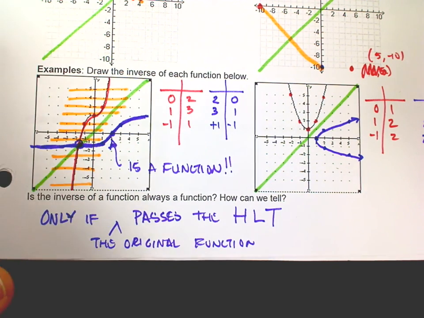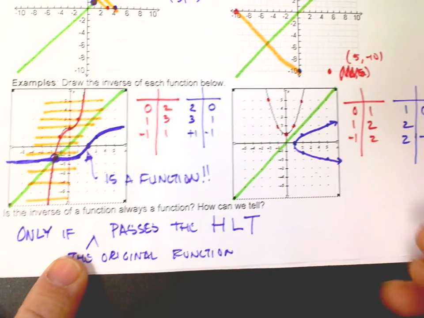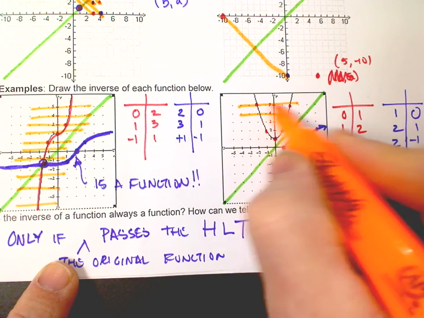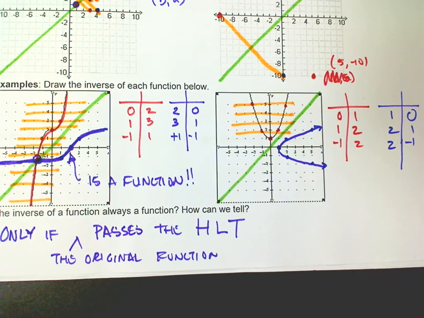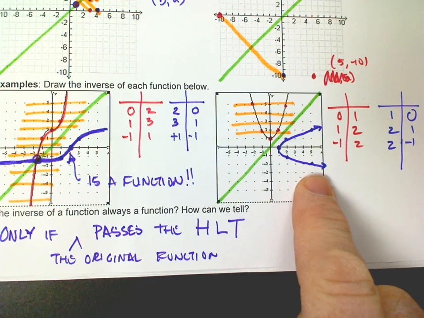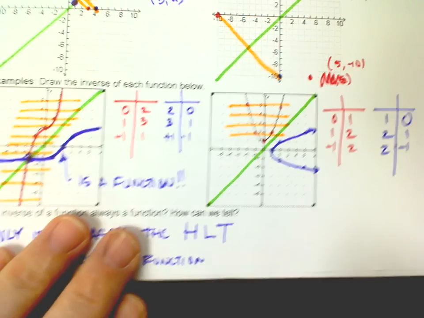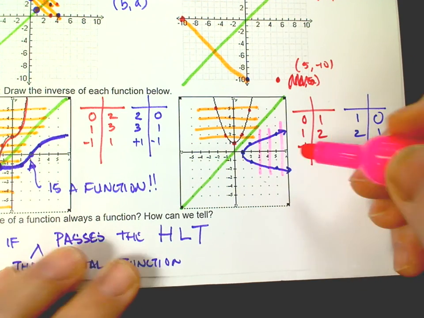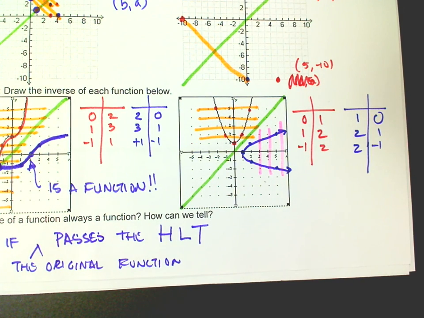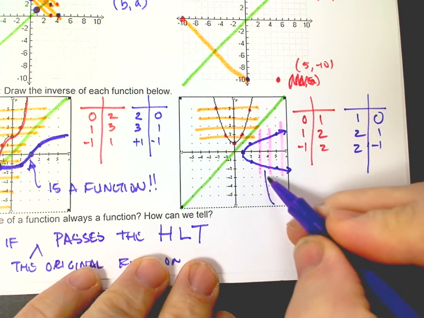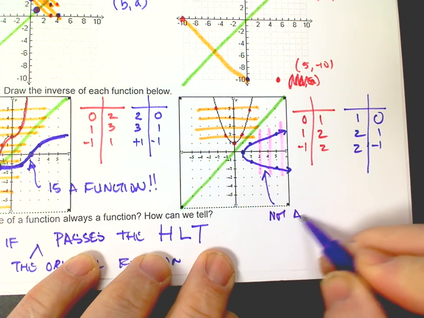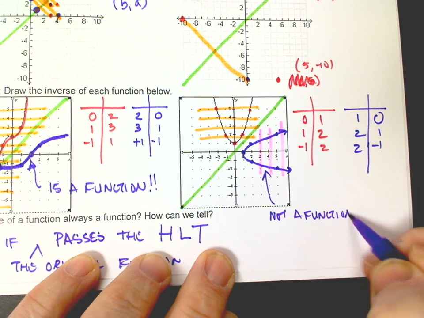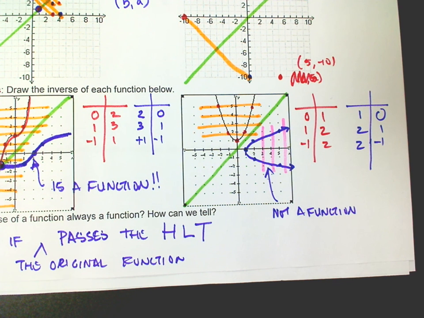Okay. Let's take a look at our parabola over here. Does the parabola pass the horizontal line test? No. So will our inverse be a function? No. You can see that after I've graphed this, it fails the vertical line test, but I don't have to wait and do that. I can strictly look at the original function and know that the inverse is not a function, since the original function does not pass the horizontal line test. Does that make sense?